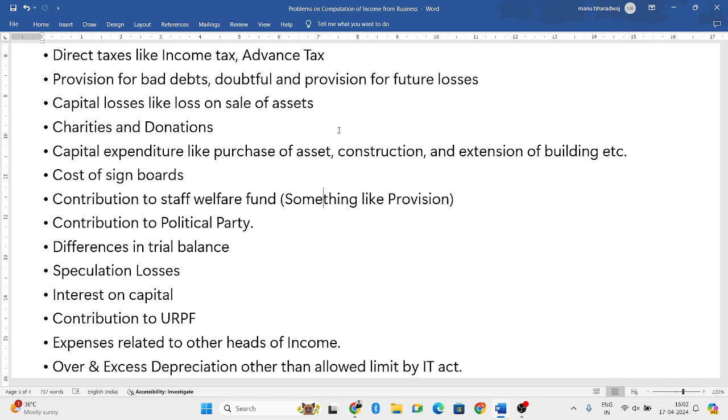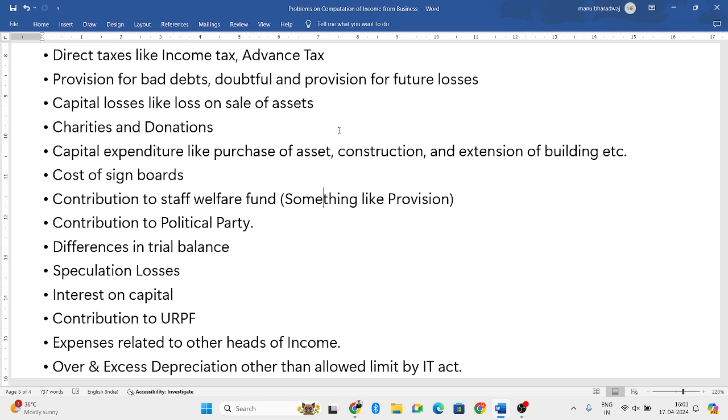Contribution to staff welfare fund. In a company, they create a staff welfare fund. That is again a kind of provision that an organization maintains, so it cannot be treated as an admissible expense. It is an inadmissible expense.